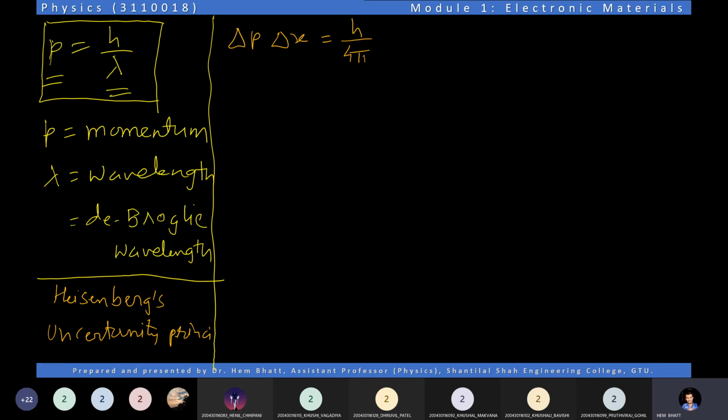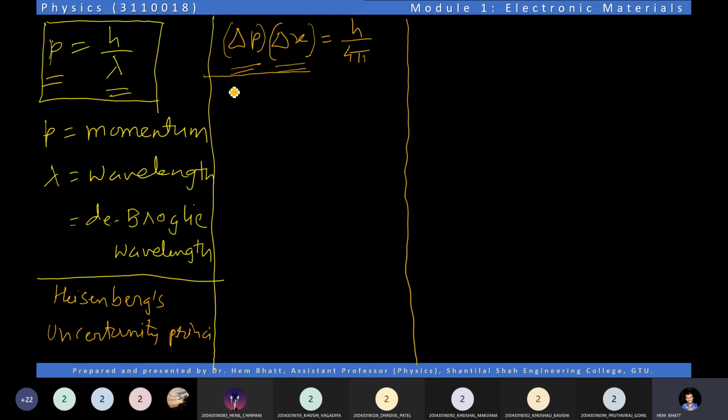What does it mean? That if you try to minimize the error in momentum, the error in position will go up. If you try to find the position of the particle with more accuracy, you will not be able to decide the momentum with the same accuracy. So these two topics, which you have already covered earlier, I only wanted to remind you of.